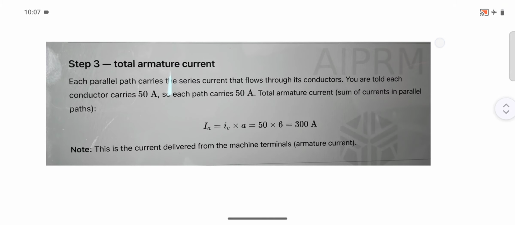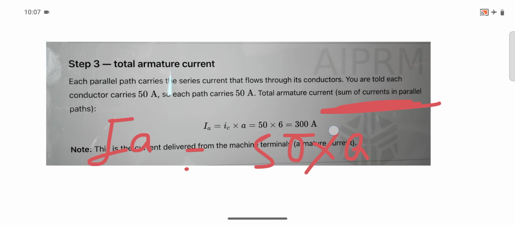Now total armature current. Each parallel path carries the series current that flows through its conductors, and each conductor carries 50 ampere. So each path carries 50 ampere. Total armature current will be the sum of current in parallel paths. So the number of paths is 6, so 300 ampere is the total armature current.